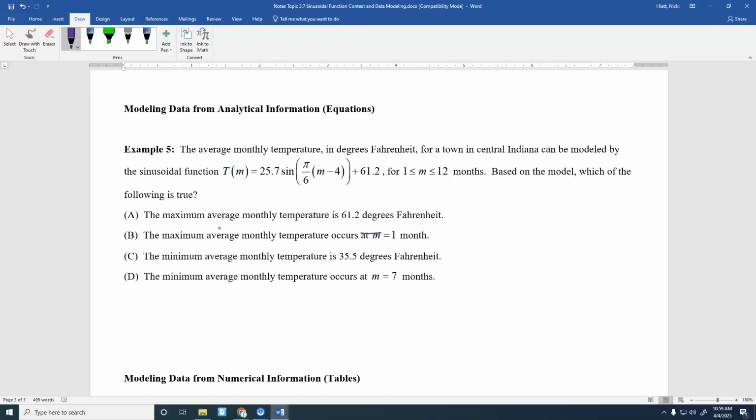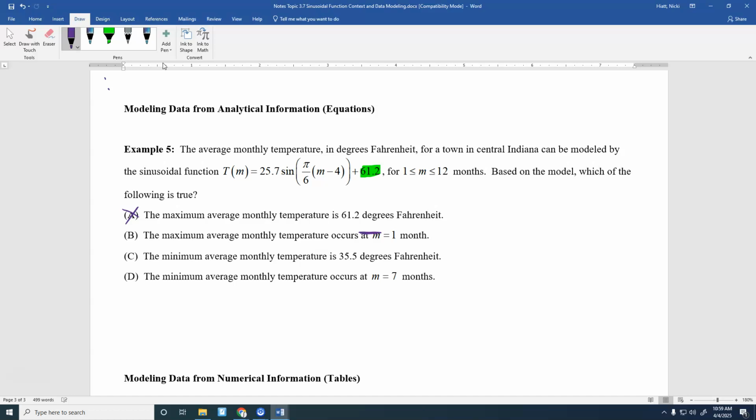That is, 61.2 is my midline. So no, that is not going to be it, because 61.2 would be the midline. So that's not going to be maximum nor minimum, right? The maximum average monthly temperature occurs at M equals 1. Let's look at the others first before we worry about that one too much. It's a little harder to think about. It says the minimum average monthly temperature is 35.5.